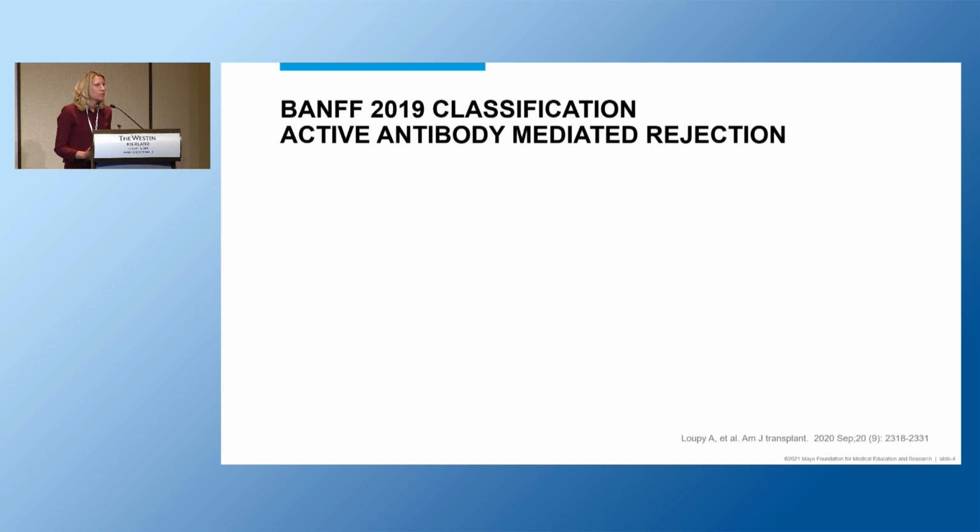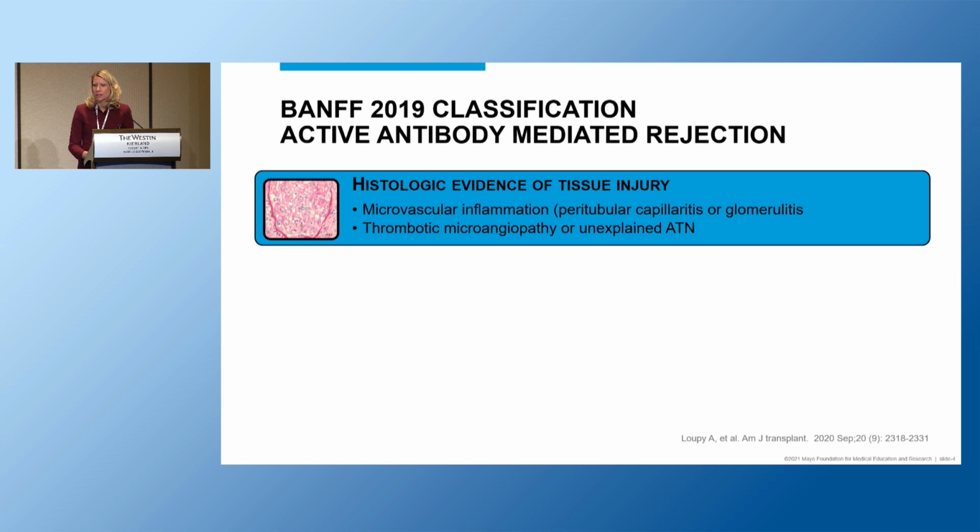So from a very basic level, how do you make the diagnosis of antibody-mediated rejection? This starts out with a biopsy, and our diagnosis of ABMR is based on the Banff classification. In the most recent classification, published in 2019, you need to meet 3 separate criteria. One, you need some histologic evidence of tissue injury. This can be inflammation, typically microvascular inflammation in the glomerular or peritubular capillaries, but this can also be thrombotic microangiopathy or even acute tubular necrosis, or ATN.